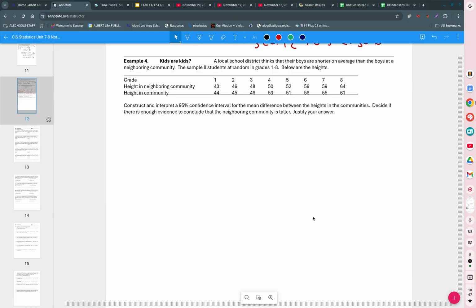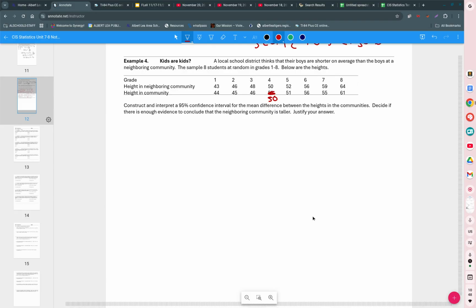It says that they just sampled one kid at random in grades 1 through 8. Now obviously you could do a lot better. I didn't want you guys to get a ton of numbers. I just want it to be 8. Everybody good with that? So height in the neighboring community: 43. In this community, it was 44. 46, 45, 48, 46, 50, 59. This number here should not be 59. I mistyped that. That should be 50. Cross it off, make that 50. 52, 51, 56, 56, 59, 55, 64, 61.